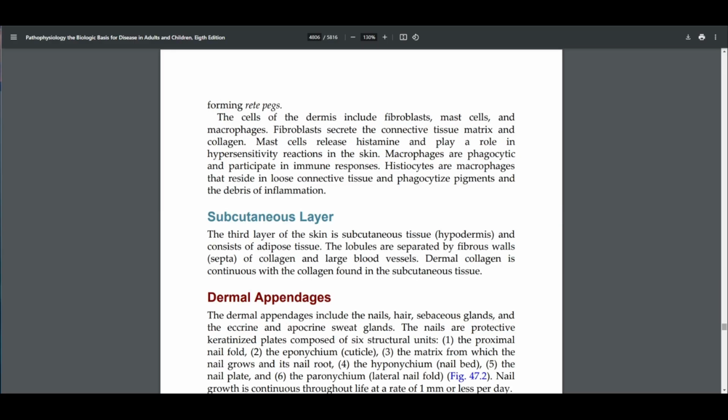The cells of the dermis include fibroblasts, mast cells, and macrophages. Fibroblasts secrete the connective tissue matrix and collagen. Mast cells release histamine and play a role in hypersensitivity reactions in the skin. Macrophages are phagocytic and participate in immune responses. Histiocytes are macrophages that reside in loose connective tissue and phagocytize pigments and debris of inflammation. That leads us to the subcutaneous layer.